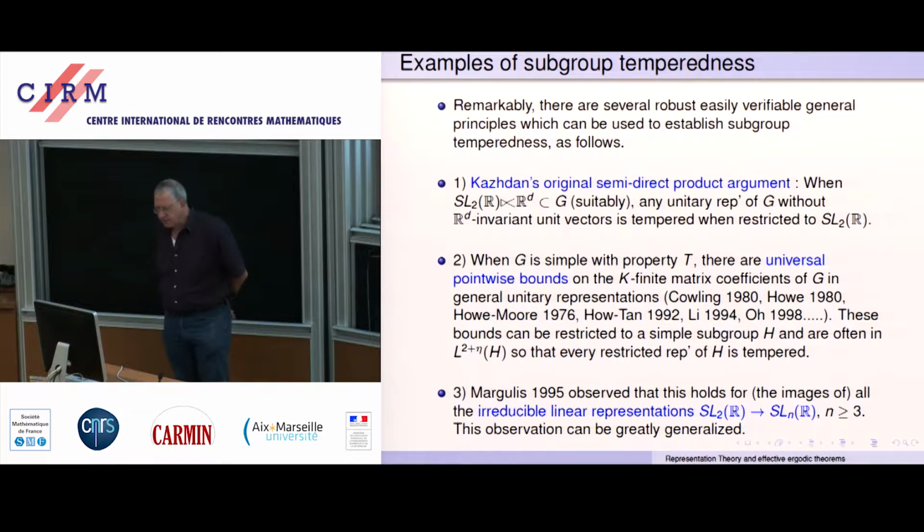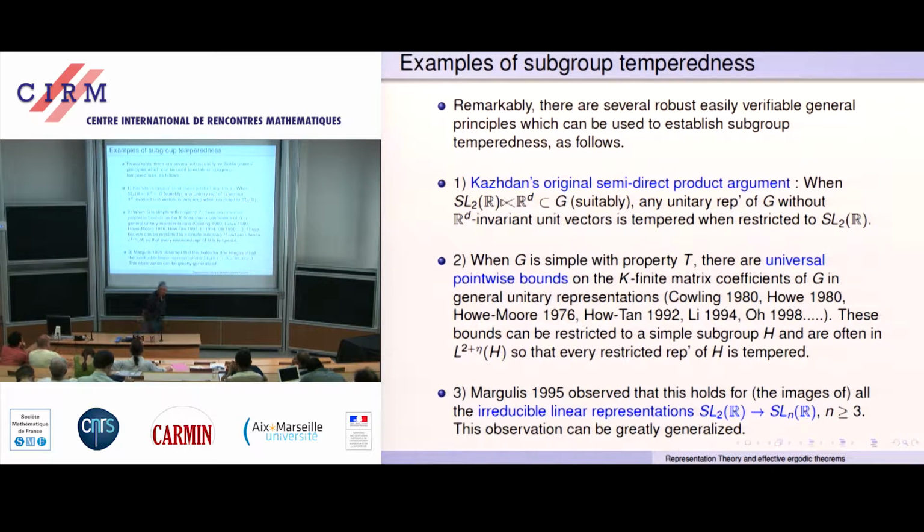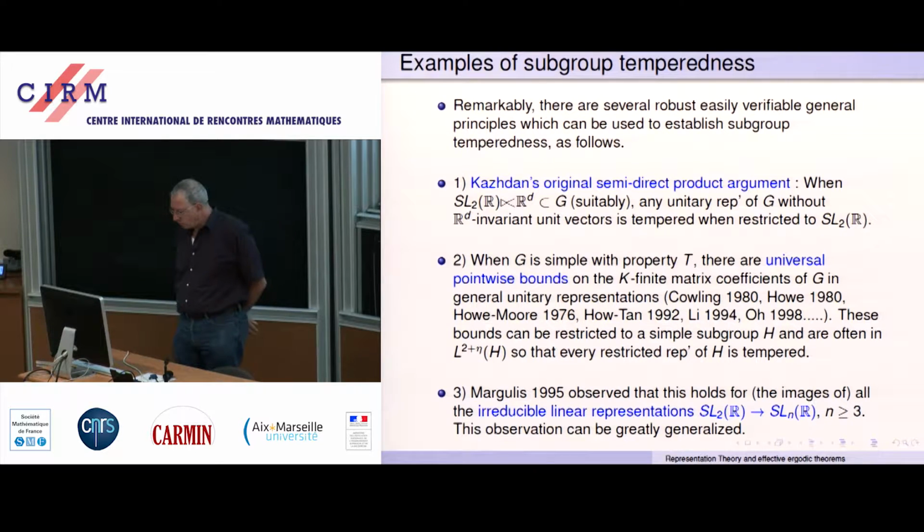And Margulis in 1995 observed that this holds for the images of all the irreducible linear representations of SL2 in SLN. So what I mean by that is the following. Supposing that you take the group SL2(R), it has a unique irreducible linear finite dimensional representation, one in every dimension. You throw away the representation in dimension 2 because there's no bigger group there, and you start with dimension 3, the representation of SL2 in SL3.